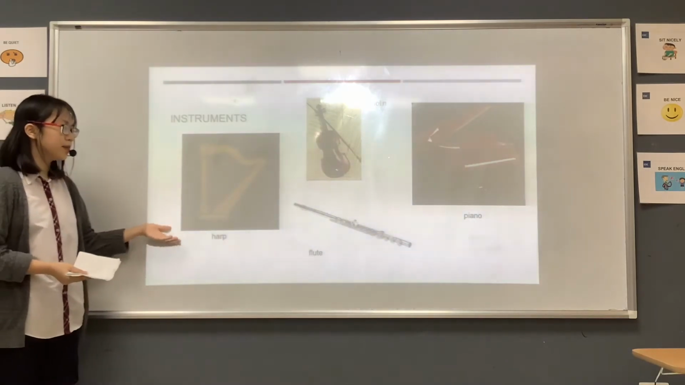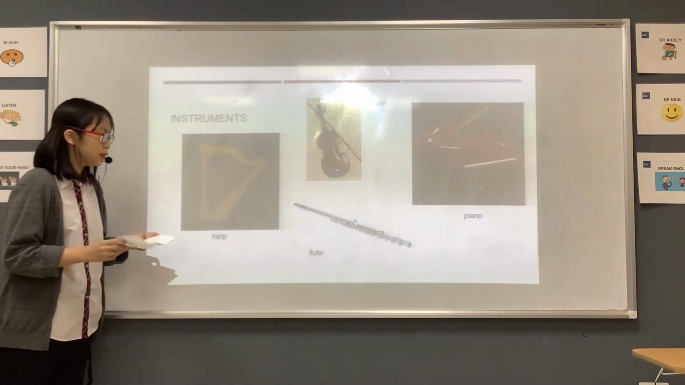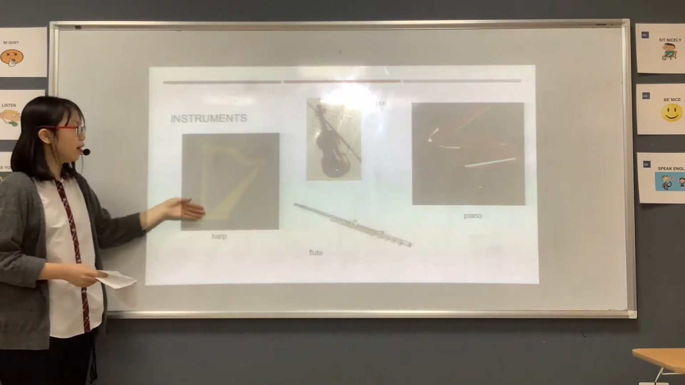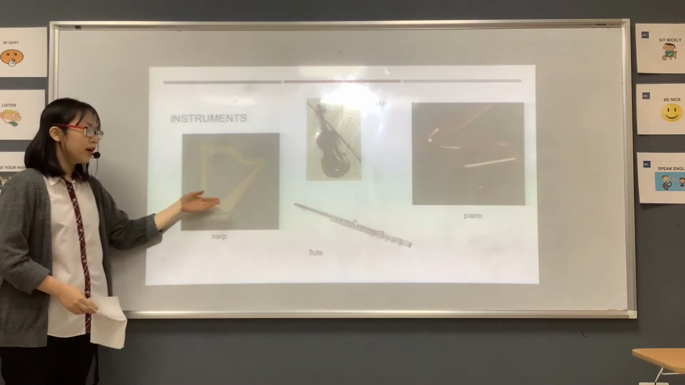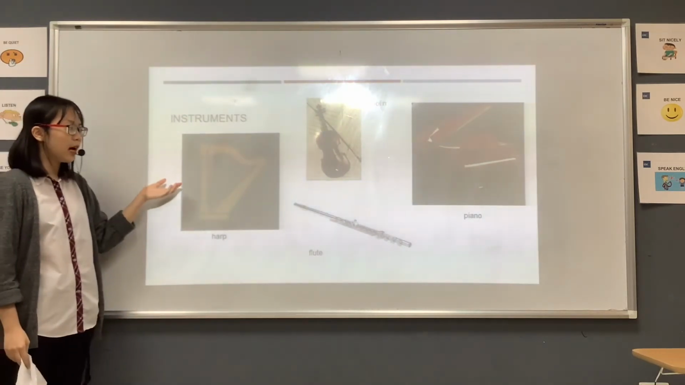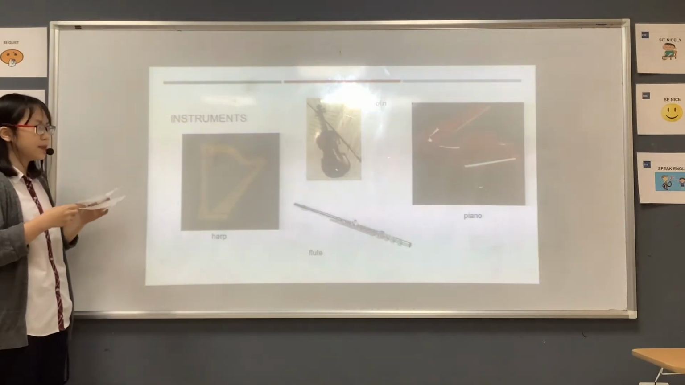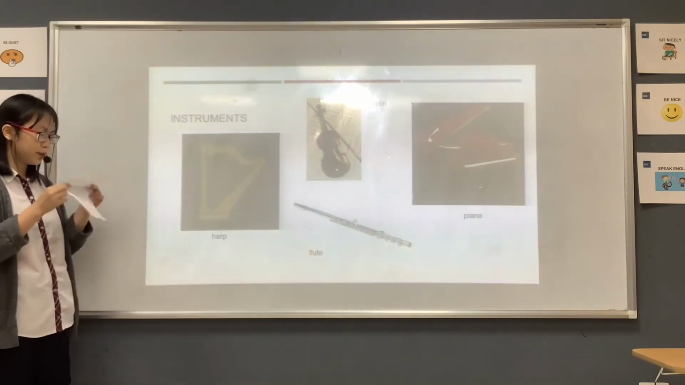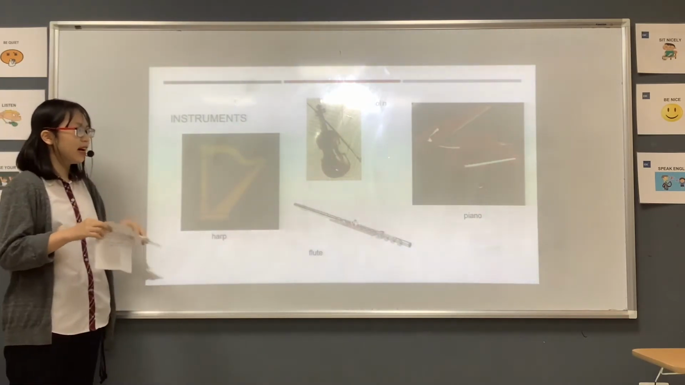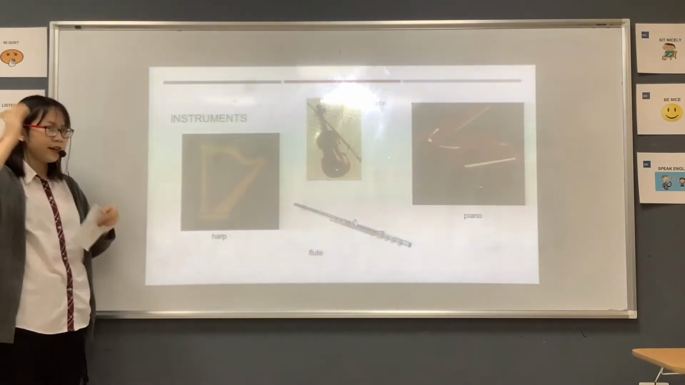First, the harp. This is the harp. The harp is a stringed musical instrument that has a number of strings running at an angle to its soundboard. The strings are plucked with the fingers. Harps have been known since antiquity in Asia, Africa, and Europe, dating back at least as early as 3500 BC.